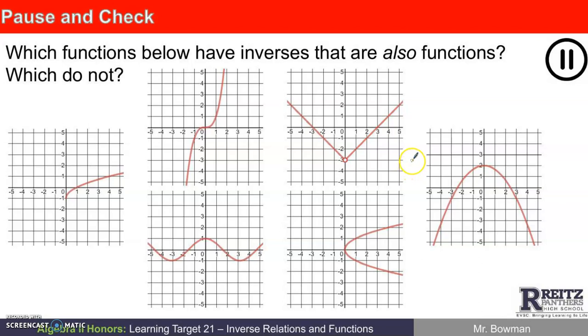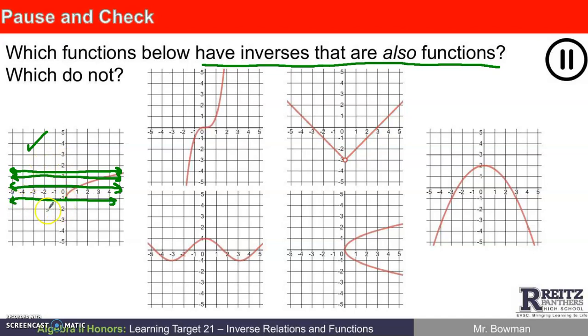Panthers, we're essentially asking you which of these functions pass the horizontal line test. So I see one right here that passes the horizontal line test. I will do in green the ones that have inverses that are also functions. This one right here passes the horizontal line test. Any horizontal line you might sketch through there will cross the graph at only one point, which means that every y has only one x. And if every y has only one x, then when you find the inverse, every x will have only one y, and it will be a function.